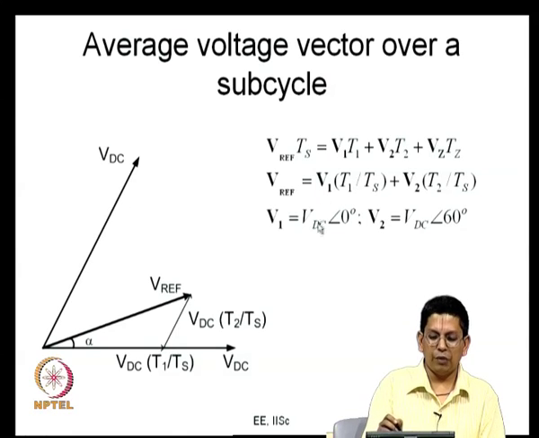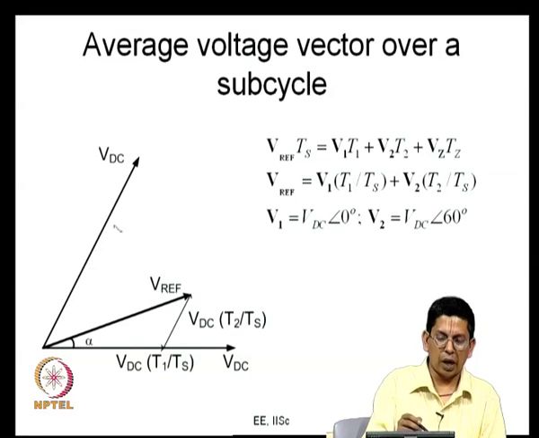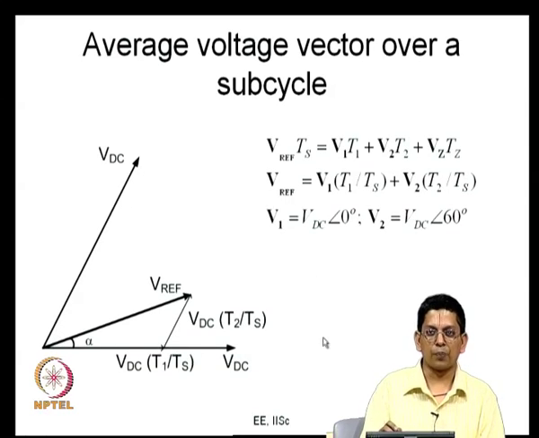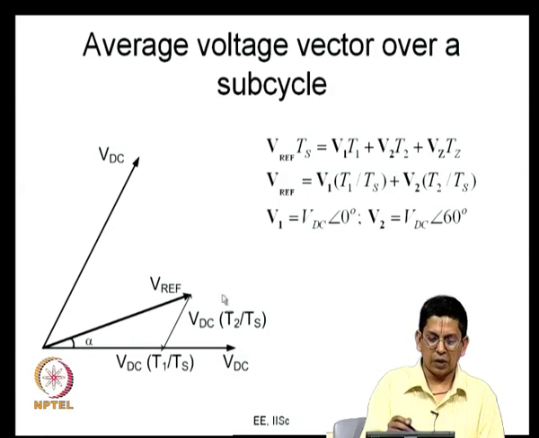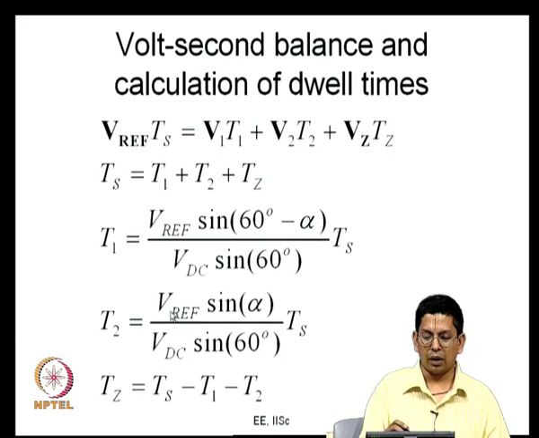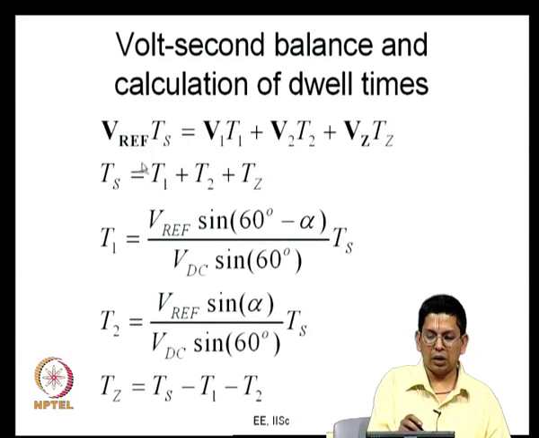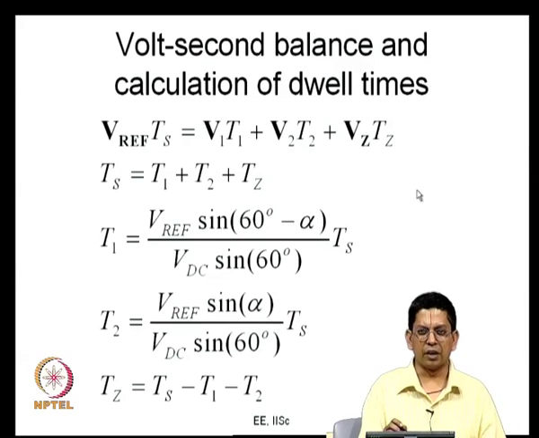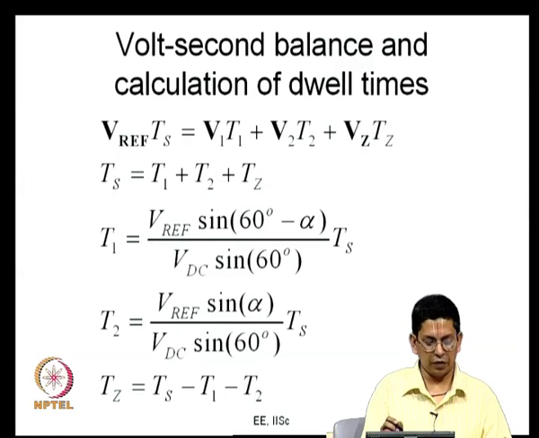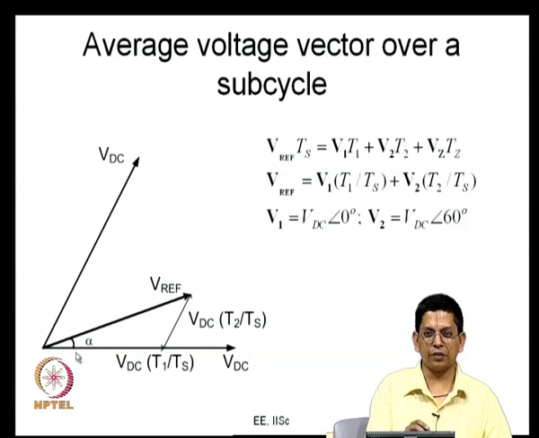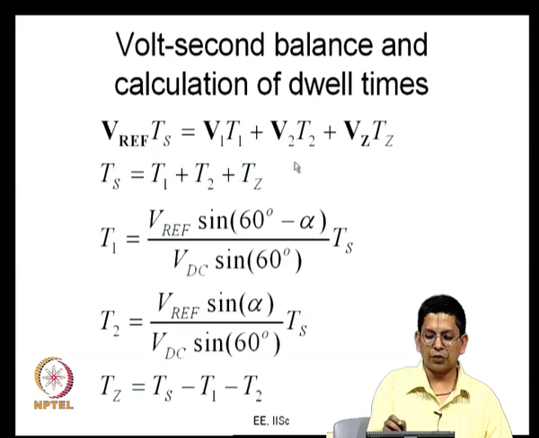And what is the V1 vector? V1 vector is this vector which is VDC angle 0, and the V2 vector is the same magnitude VDC, but the angle is 60 degrees now. So, this is what you have as an average voltage vector in a subcycle. By applying this vector for T1, this vector for T2 and this null vector for Tz, you can produce some reference vector like this. That is what we are trying to say. So, this is the volt second balance equation given here. For a particular value of the Vref vector, which is basically a magnitude Vref and angle alpha, what should be the values of T1, T2, Tz?